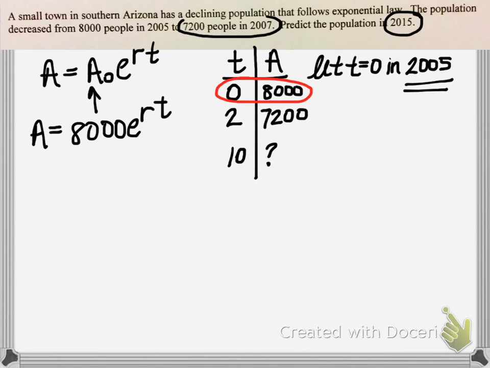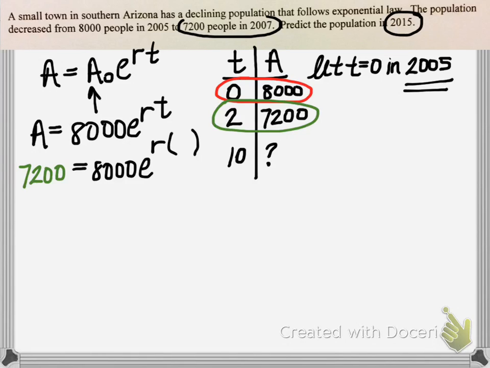So looking at our table, we have another value of t and a that we haven't used yet. We have a time of 2 and an a value of 7,200. So we'll go ahead and input 7,200 for a. We know that we have 7,200 people when t was equal to 2. So that would be 8,000 e raised to the r times 2 power.